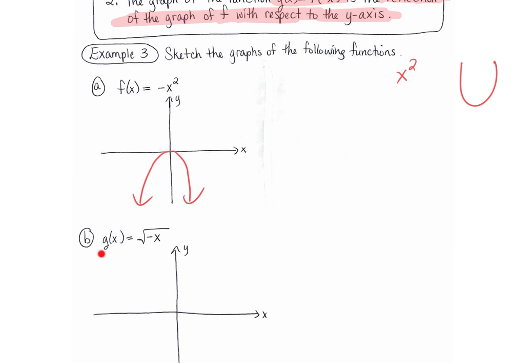Part B, you have g of x equals the square root of negative x. What function stands out to you? The square root of x. You were pointing on the board. Yes, it's that one on the board that we labeled as the square root of x.